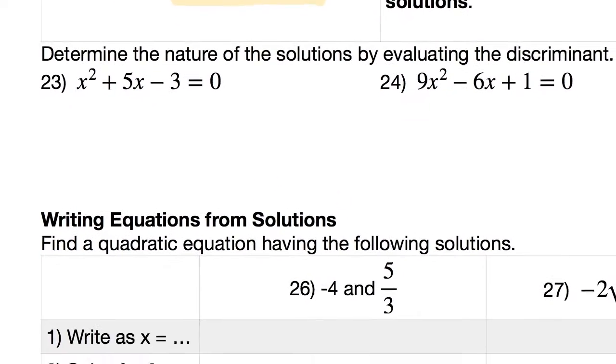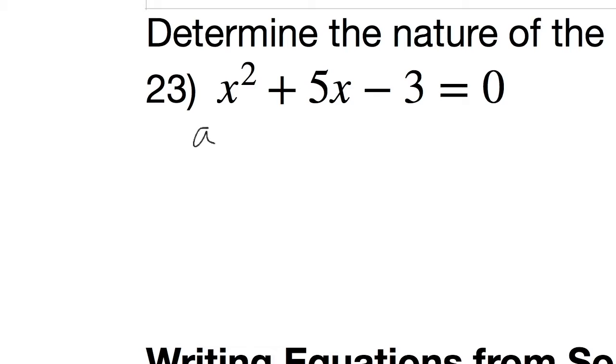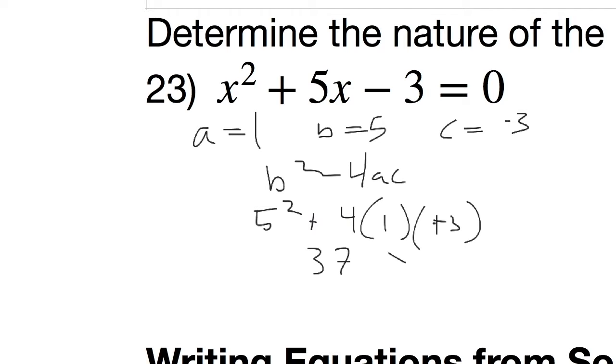So, the instructions here say determine the nature of the solutions by evaluating the discriminant. So, a is going to equal 1, b is going to equal 5, and c is going to equal negative 3. The discriminant is b squared minus 4ac. It's the part that's inside the square root. Let's see what it is. It's b squared, 5 squared, minus 4 times 1 times c, which is negative 3. So that's going to be positive. In fact, 25, see this, these cancel, 25 plus 12 is 37. 37 is definitely greater than 0.